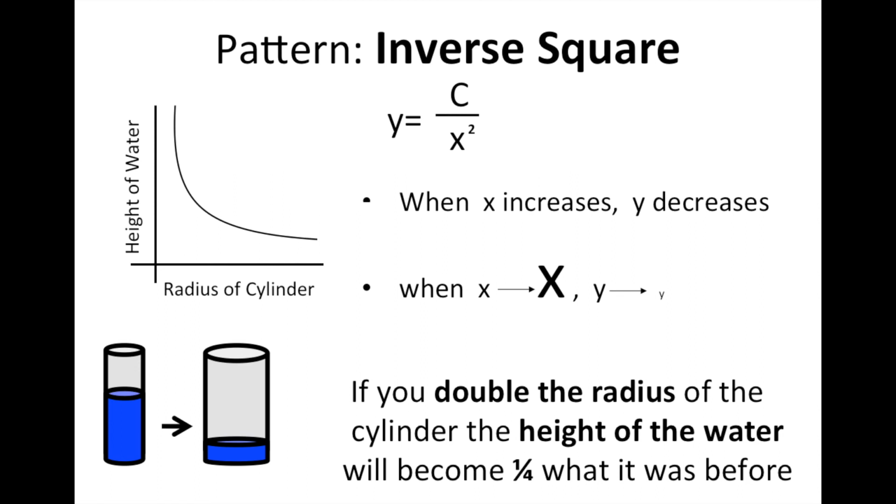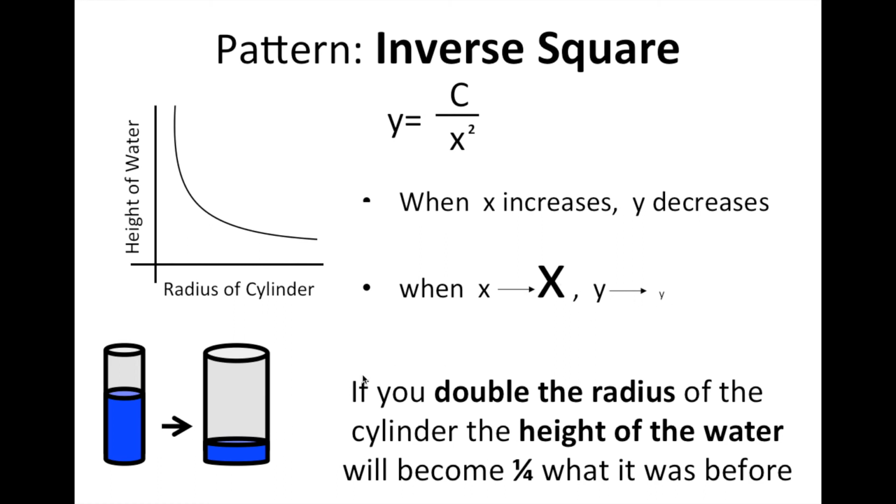And to summarize the inverse square model, we have y equals c over x squared. This is the general form. When x increases, y decreases. You can see that over here. And when x is doubled, y is quartered.